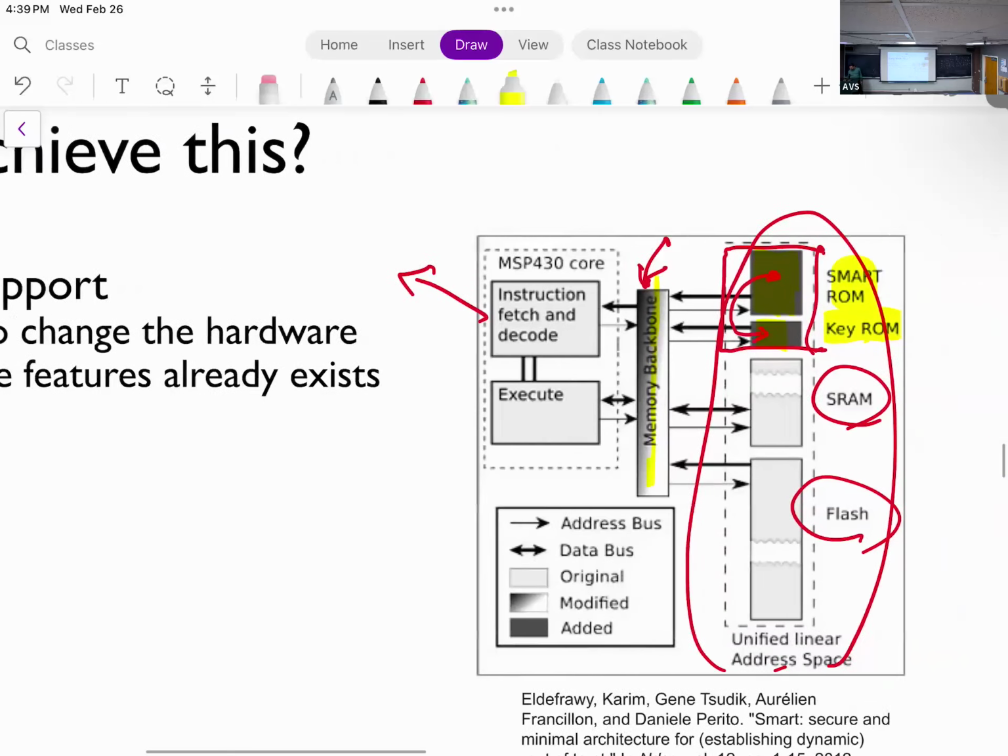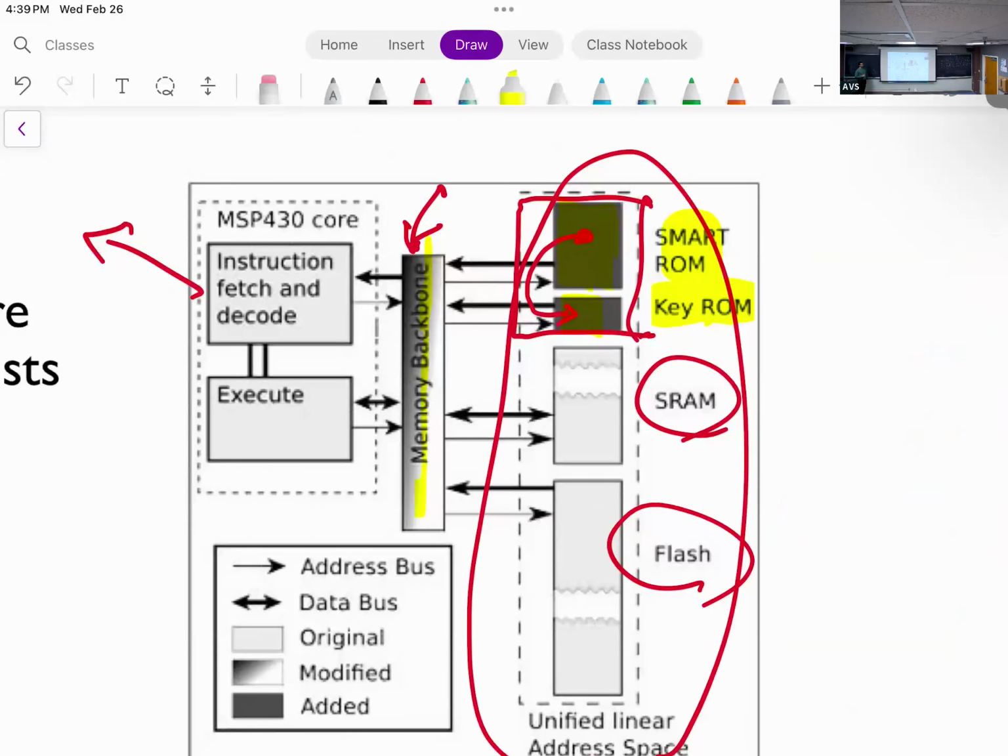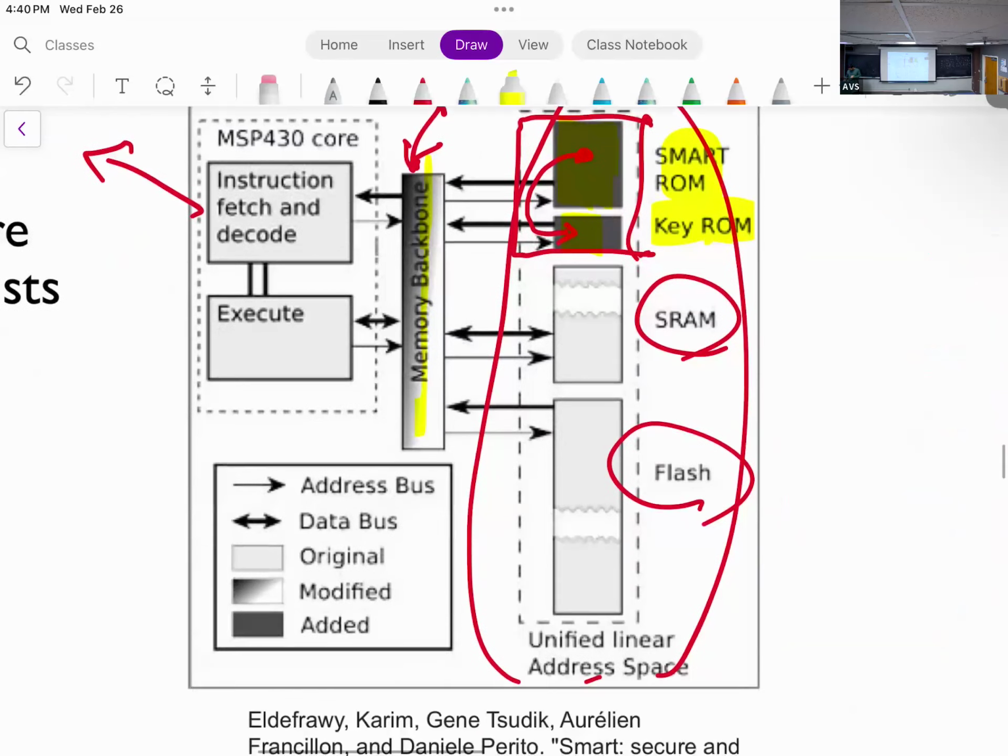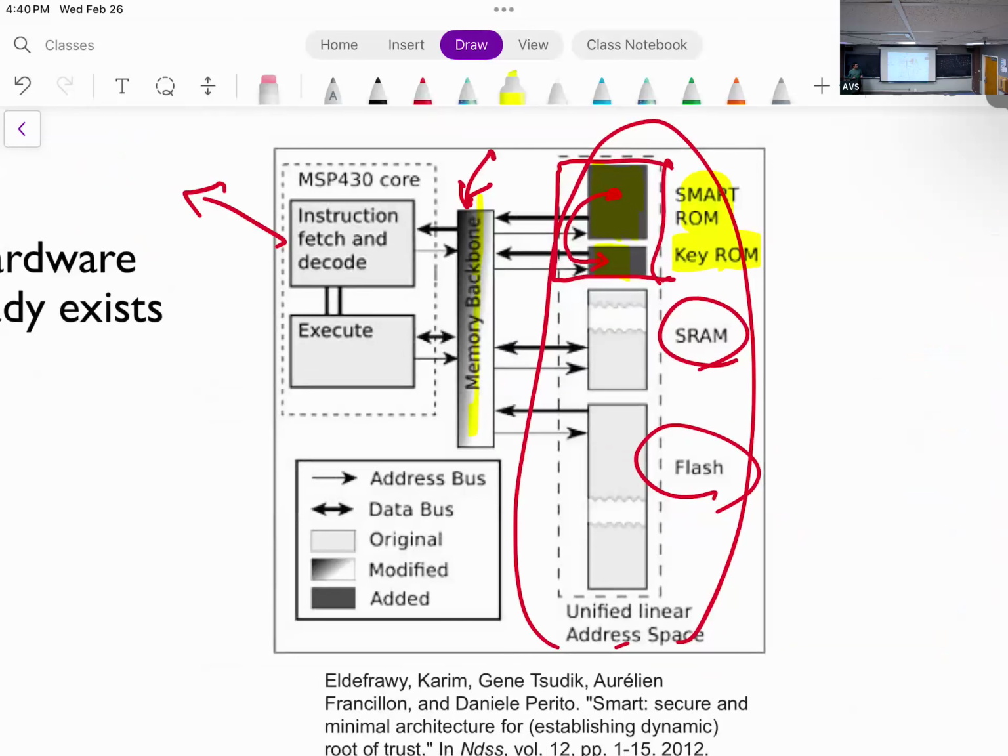By the way, many of these features already exist. Many systems come with ROM, many systems come with memory protection and all that. So it's not like we're inventing these concepts. We're just reusing them in many systems that already exist in our hardware. This one is a very low-end device, an MSP430. But more high-end devices actually have additional security features that can be used as well.